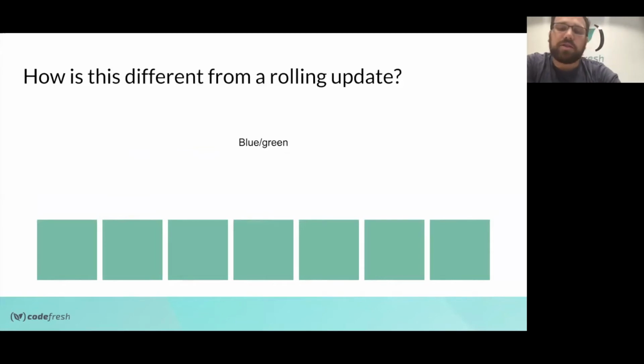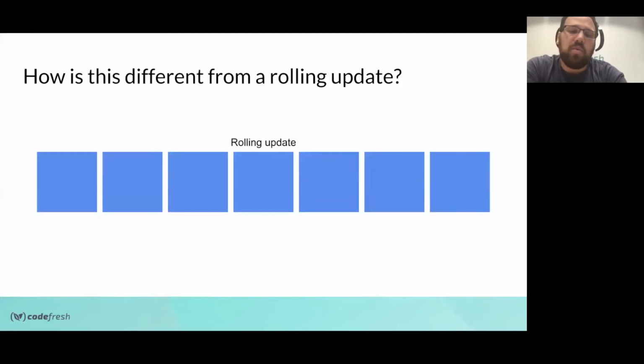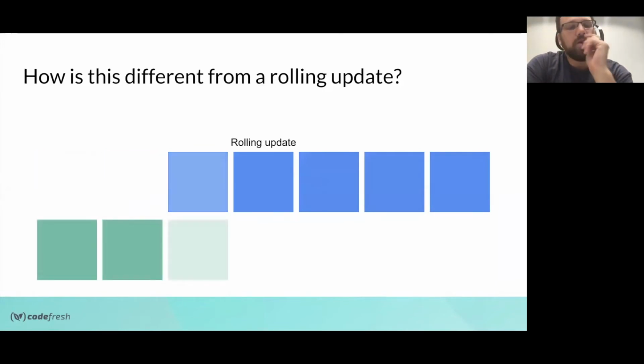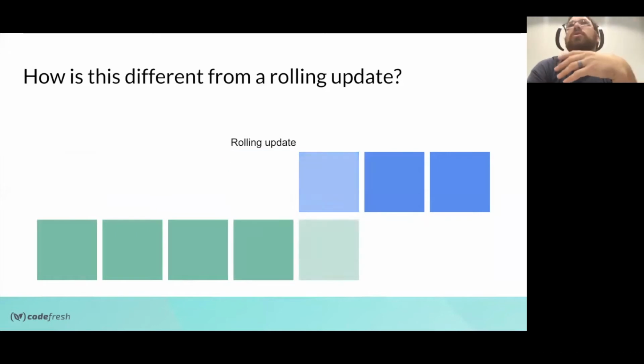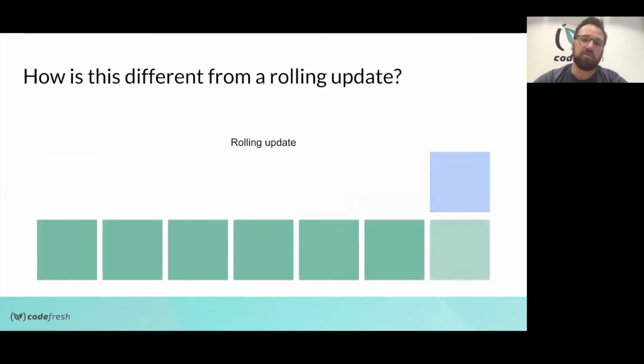Now, one little thing I want to mention: when you're doing a rolling update and when you're doing a blue-green update, you do need to use, in Kubernetes, this entity called a readiness check. And what a readiness check does is it lets you define basically a metric that says, okay, this application is ready.